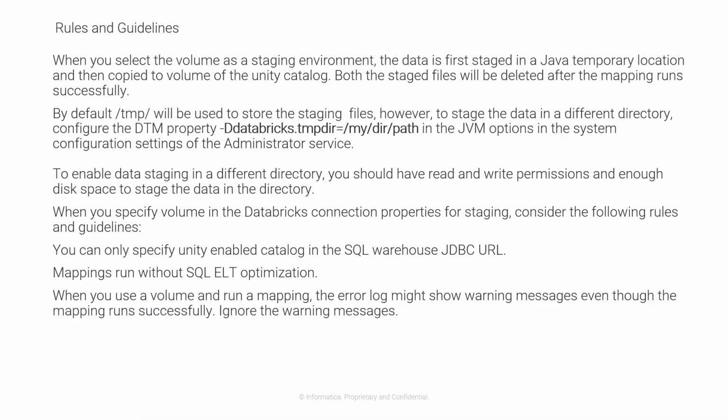When you specify volume in the Databricks connection for staging, consider the following rules and guidelines. You can only specify Unity catalog in the SQL Warehouse JDBC URL. Mapping runs without SQL ETL optimization. When you use volume and run a mapping, the error logs might show warning messages even though the mapping ran successfully. Ignore those warning messages. Demo.